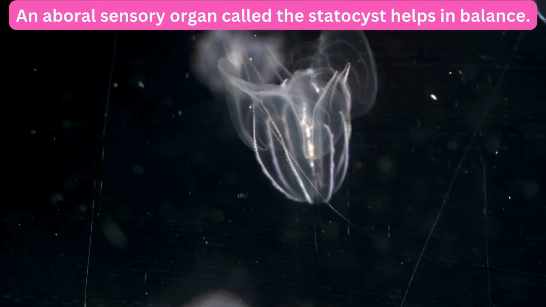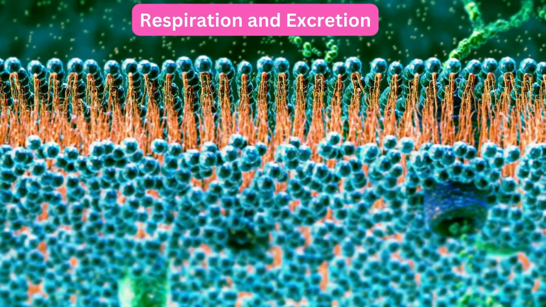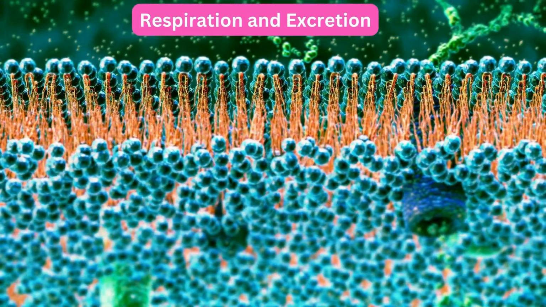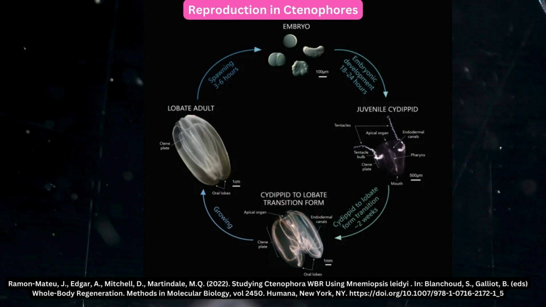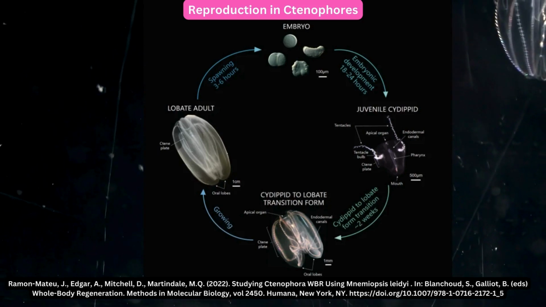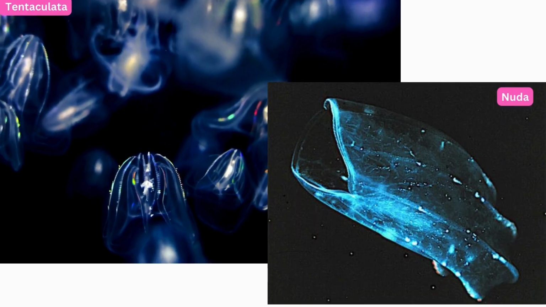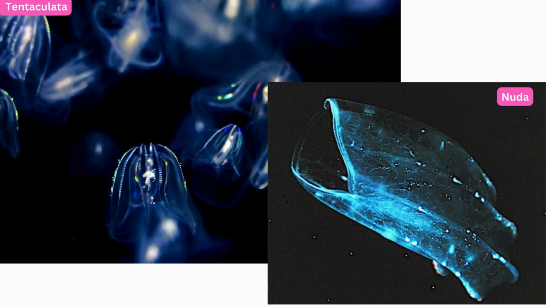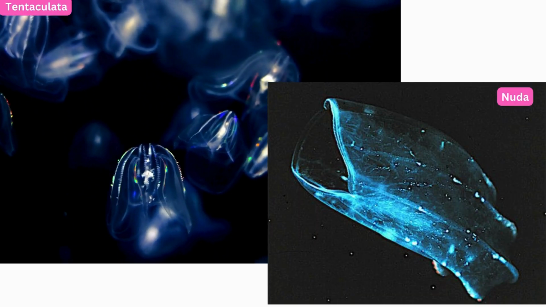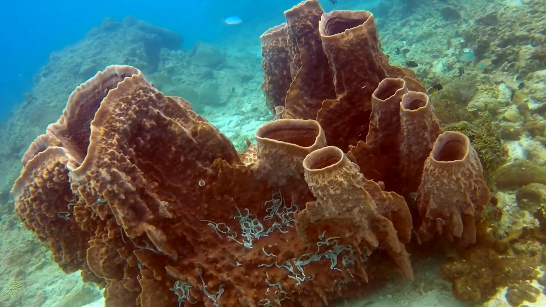An oral sensory organ called the statocyst helps in balance. Respiration and excretion occur through the body surface. Ctenophores are hermaphroditic, reproducing sexually with external fertilization and indirect development. They are classified into two classes based on tentacle presence: Tentaculata with tentacles and Nuda without tentacles.